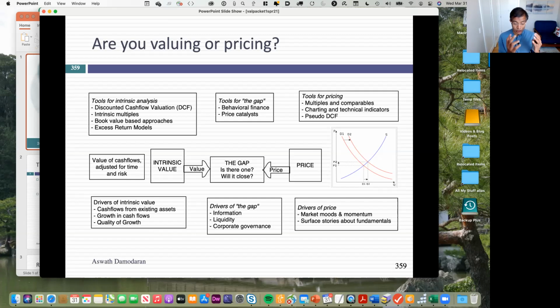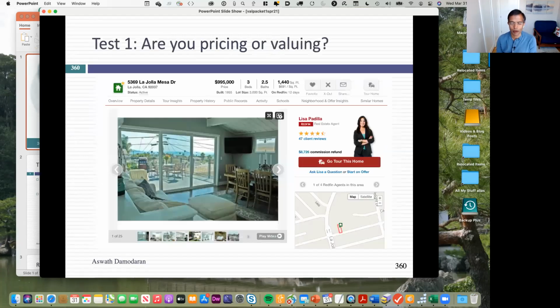So the value process yields value, the pricing process yields price. In fact, let's call the difference between value and price the gap. I'm going to argue that every single investment philosophy you see out there is based on some view of what that gap is and what causes it to close. I'll be more explicit in a moment. But let's lay the foundations for the difference between pricing and valuation.